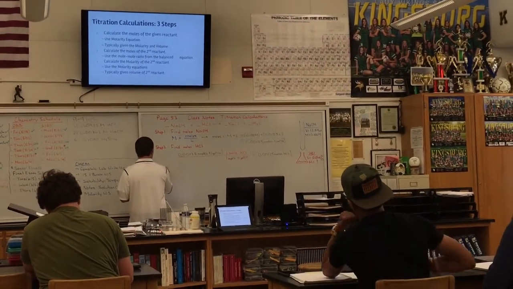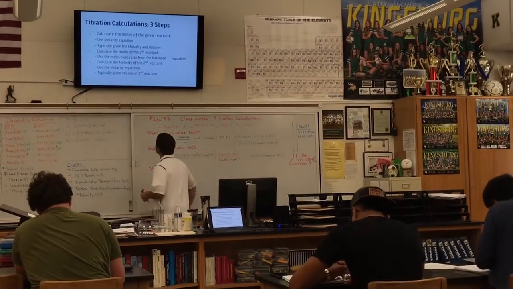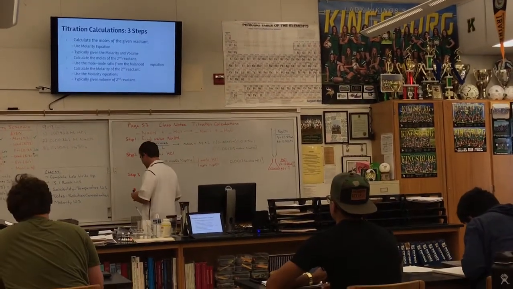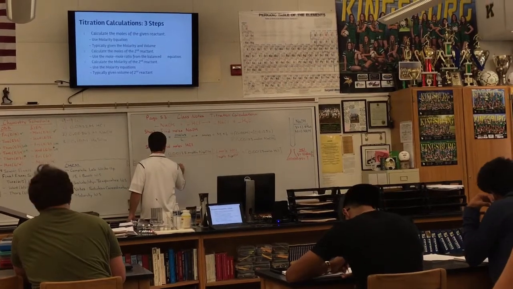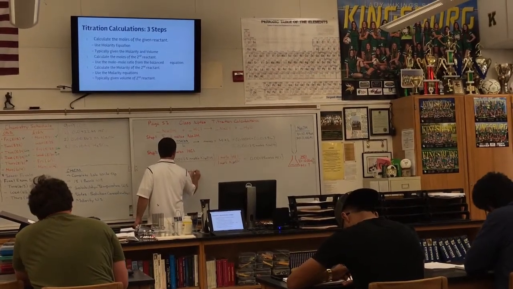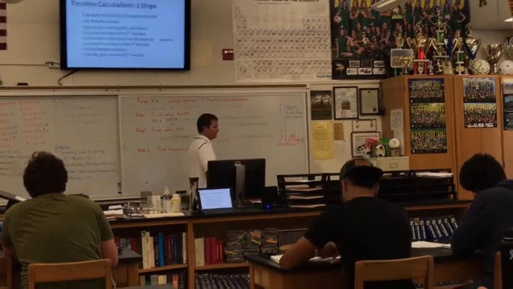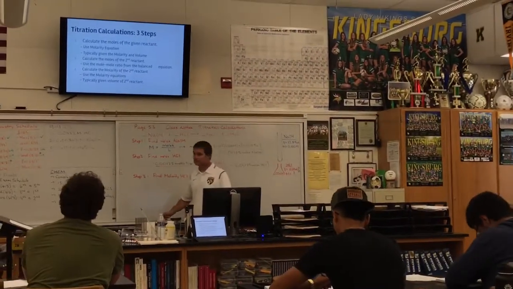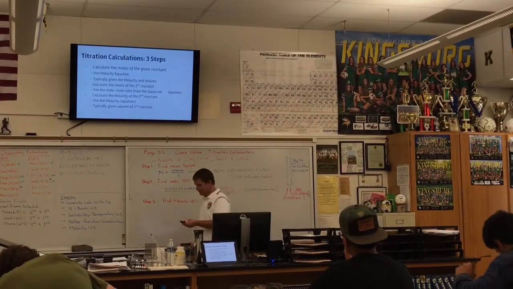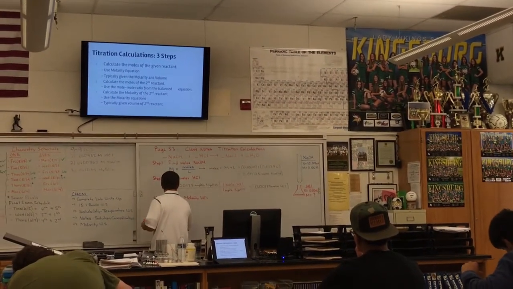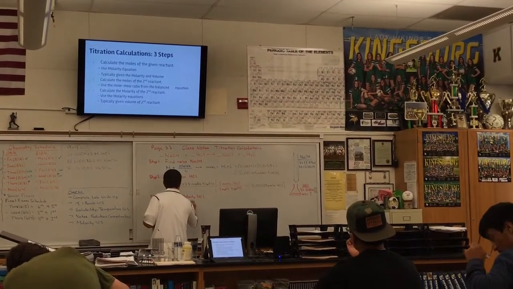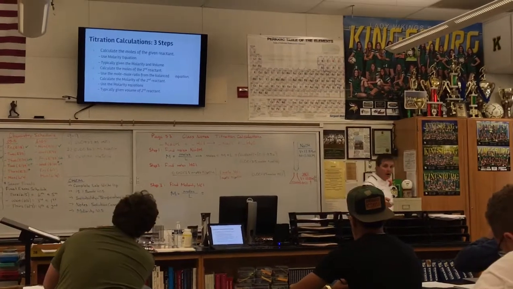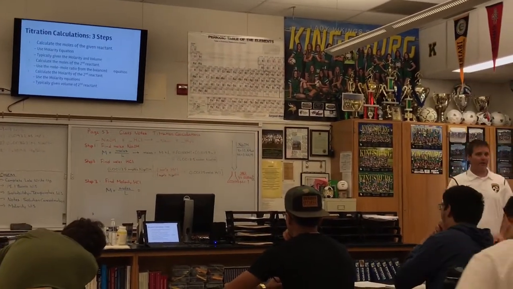Step 3. It looks like on step 3, I'm going to need to find the molarity of that second reactant. So find the molarity of HCl. Find the molarity of HCl. What does it say to use? Molarity equation. So, do we have a molarity equation? Molarity equals moles per liter. Now in step 1, we had to rearrange the molarity equation.